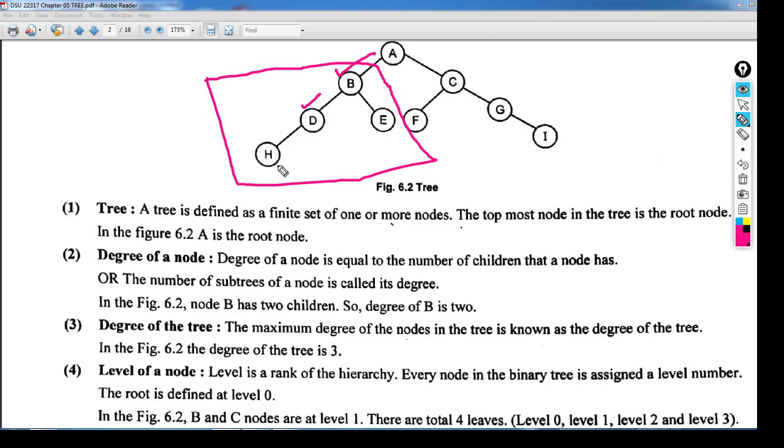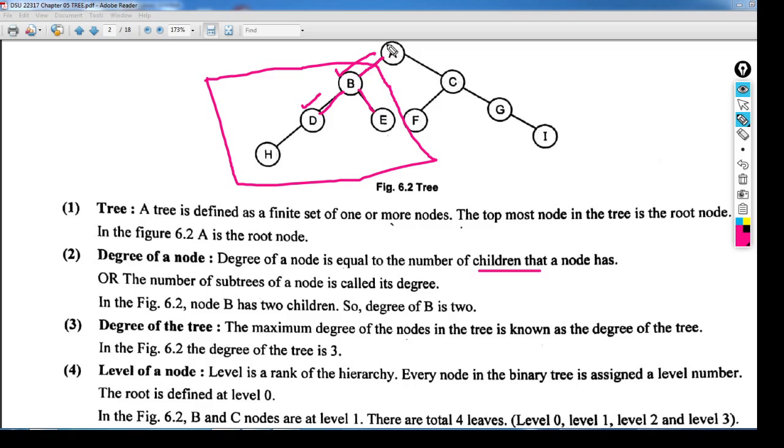H is the child of D. It is not the child of B. You can say that H is grandchild of B. But degree of a node depends on number of children that a node has, means direct connection from B to other nodes. There are only two direct connections from B to other nodes downwards, right? There is one more direct connection from B to A, but this connection is upwards.